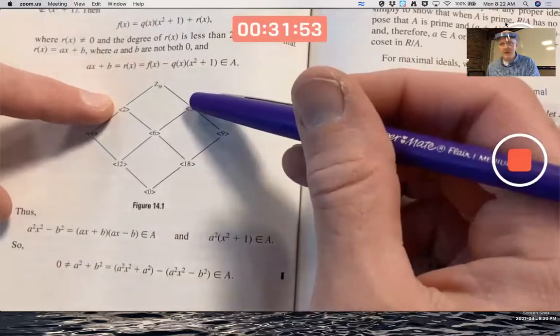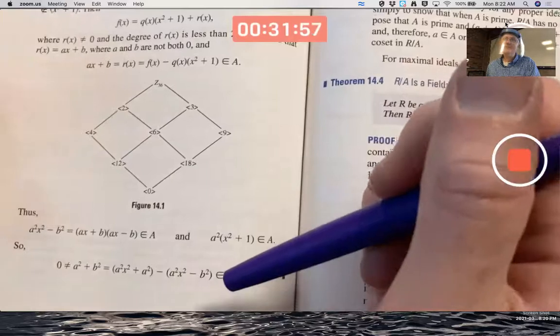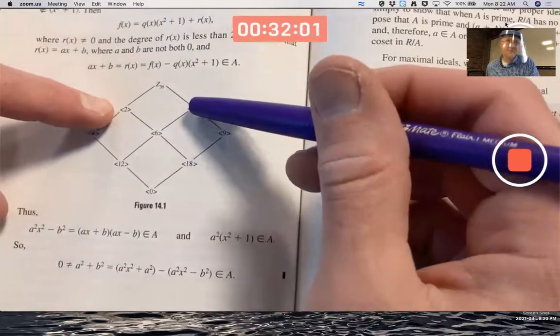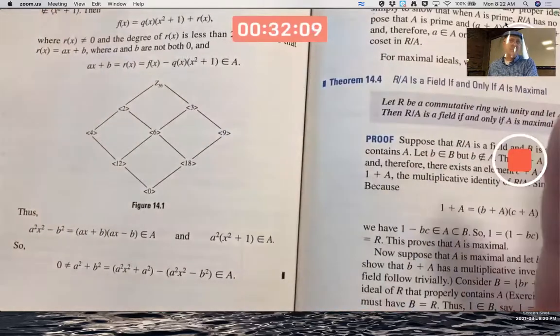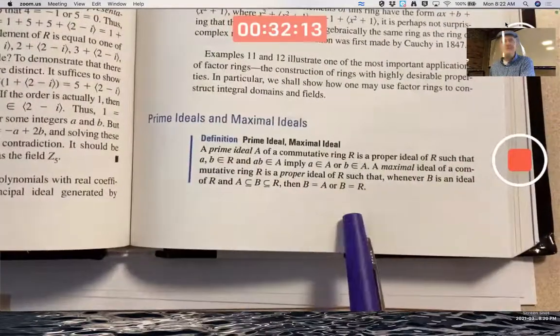And 2 and 3 are proper, and they are maximal. They're the biggest. They're not the same size as each other. Maximal doesn't mean absolute biggest ideal in terms of number of elements. It means maximal with regard to this condition.